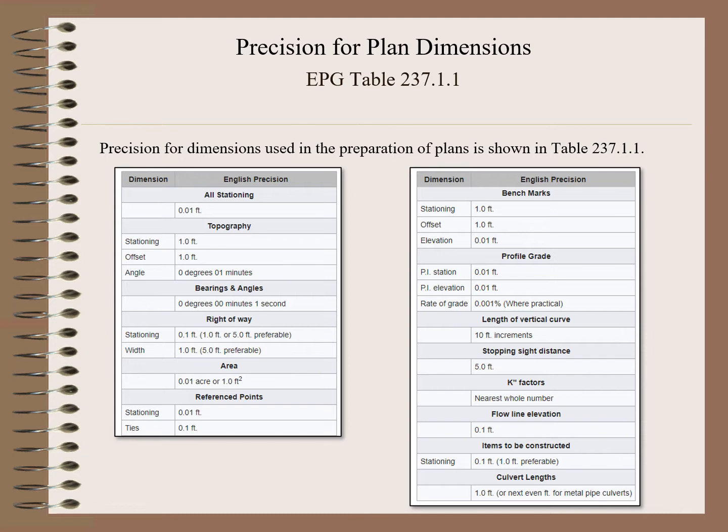Before we get into sight distance, we're going to talk about precision for plan dimensions. Precision for dimensions used in the preparation of plans is shown in the EPG table 237.1.1. Many of these settings will be utilized throughout this section.